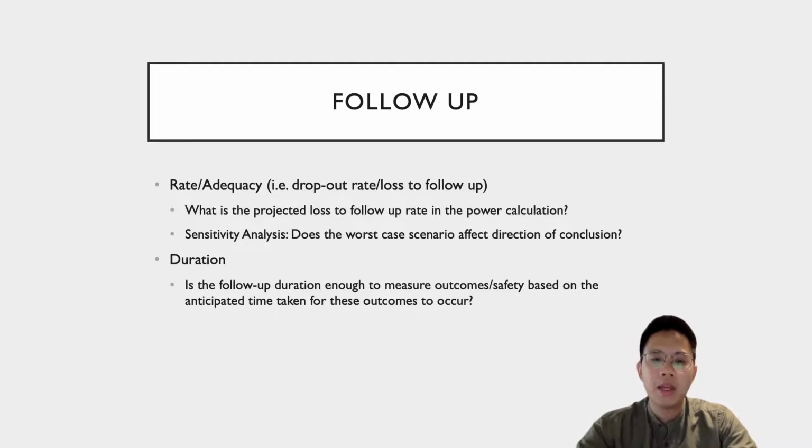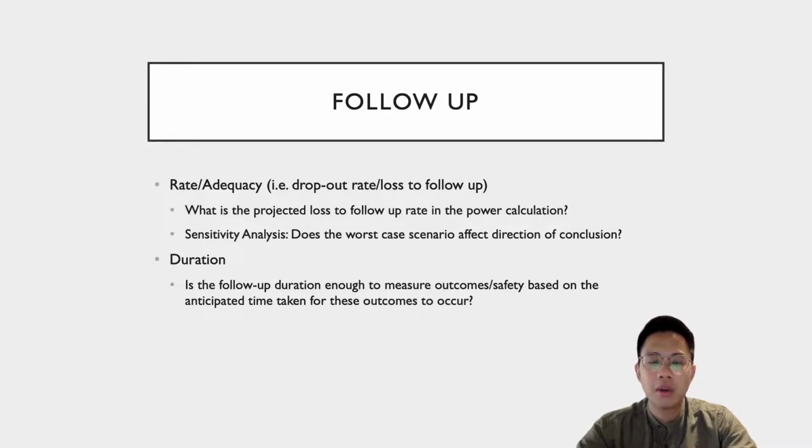So this is one of the ways to assess whether or not the degree of dropout rate or loss to follow-up rate is problematic enough, right? If we assume a worst case scenario and the conclusion drawn from such a sensitivity analysis is still in the same direction as the main analysis, then we are usually a bit more confident in the validity or the robustness of the overall analysis.